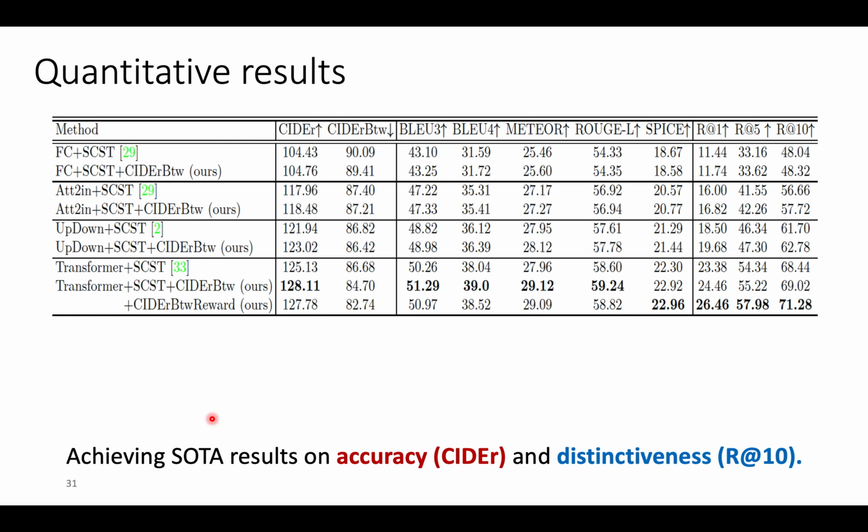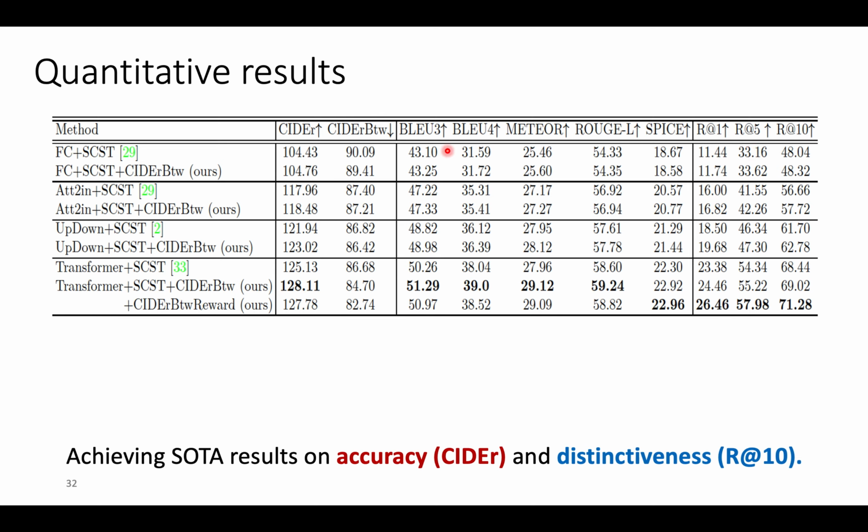Our experiments are performed using 4 baseline models. We consider 2 groups of metrics for evaluation. The first group includes CIDEr and BLEU for evaluating the accuracy and quality of generated captions. The second group assesses the distinctiveness of captions, which includes our CIDEr between metric and the retrieval metrics.